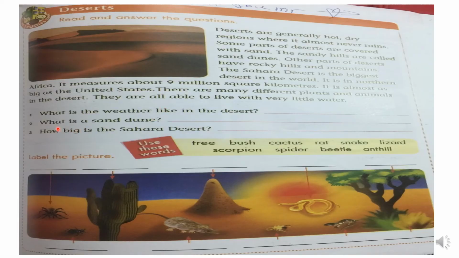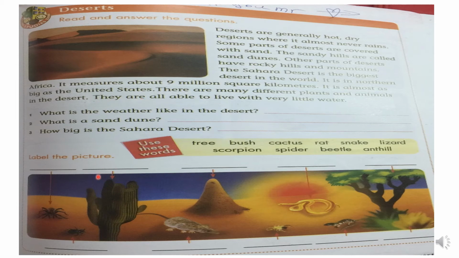Let's answer the questions. Question number 1. What is the weather like in the desert? We said it's what? Hot, dry, and it never rains. Number 2. What's a sand dune? Yes, sandy hills. Number 3. How big is the Sahara Desert? It's about 9 million square kilometers, and it's almost as big as the United States.